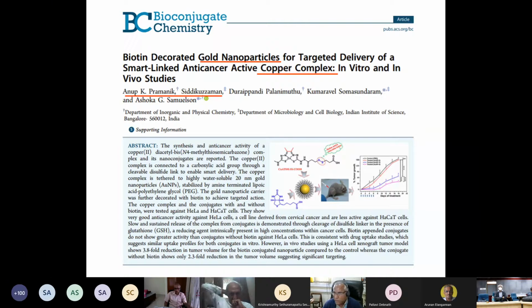Anup was a graduate student from Ashok's lab, and Siddiq Zuman is actually the postdoc who worked in my lab. They worked together. Biotin decorated gold nanoparticles carrying a copper complex were used both in vitro and in vivo to demonstrate their potential to inhibit the growth of cancer cells, in vivo using a nude mice model. So these are some of the papers I wanted to share with you.